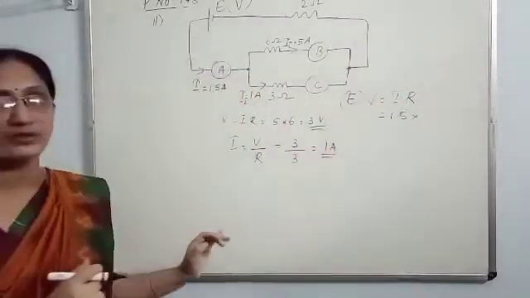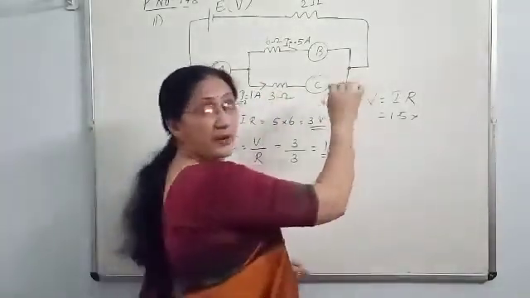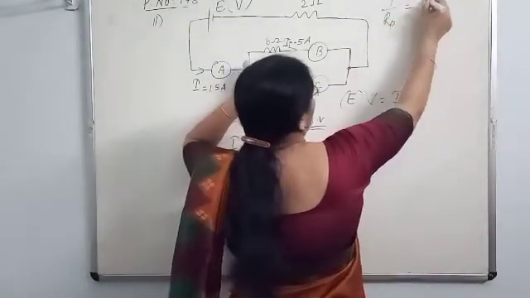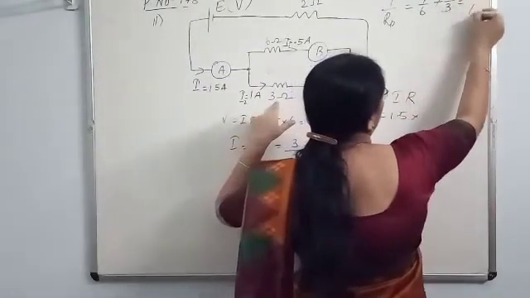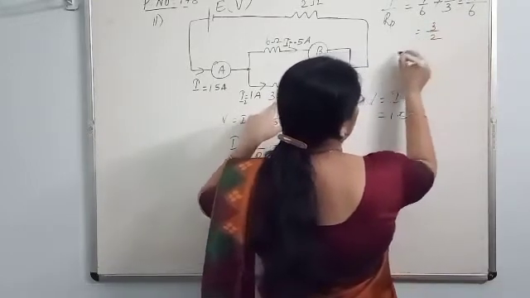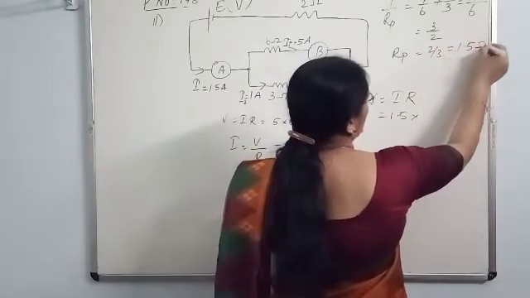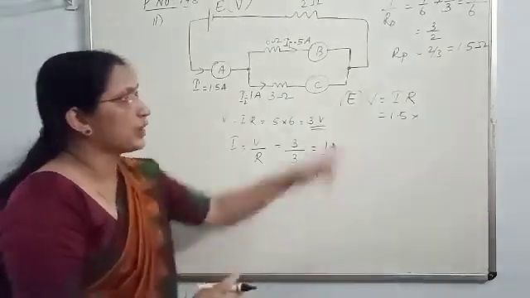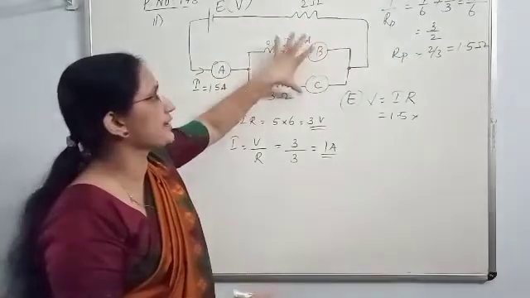How will you find the total resistance of the circuit? These two resistances are in parallel. So use the formula 1 by Rp is equal to 1 by 6 plus 1 by 3. That is 3 by 2. So Rp is equal to 2 by 3, that is 1.5 ohm. The resistance of this parallel section is 1.5 ohm. Then one more resistor is here in series with this parallel section, so add it.